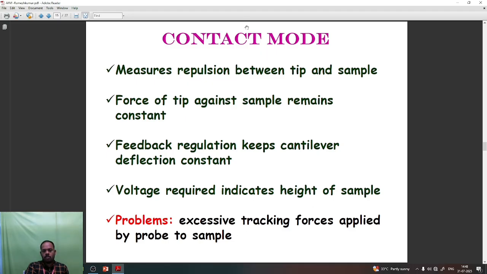So the problem in contact mode is the excessive tracking forces applied by the probe to the sample. Because the probe touches the sample, the applied force will be very high. And there is one more problem: the tip of the cantilever may get damaged.